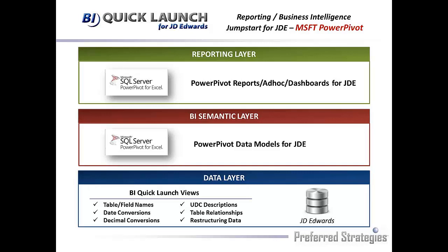Our Jumpstart BI Quick Launch consists in part of some view scripts that we provide, and we'll run through these today together, that do a transformation of the cryptic table names and field names and dates and decimals, relating multiple tables together, restructuring some of the data when applicable, and accessing the UDC descriptions. So these view scripts run on top of that data, and it could be your transaction production data or a replicated copy of that, but they are designed to go right against the original, natural schema of JDE. And so that's at the data layer.